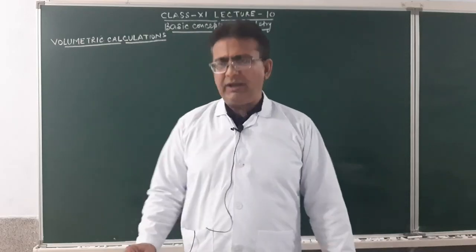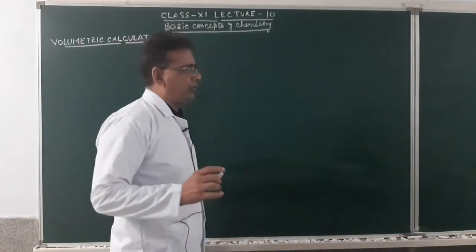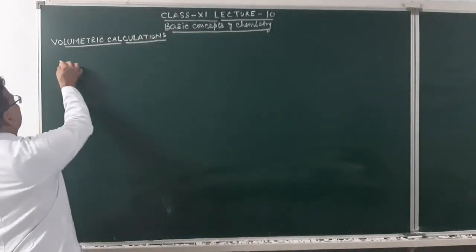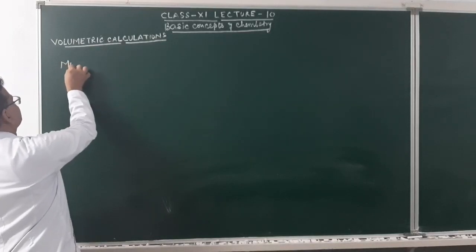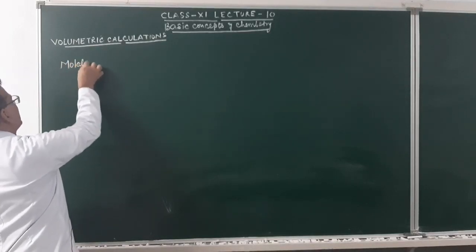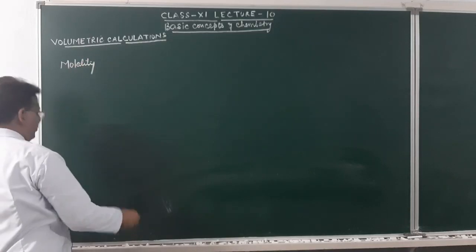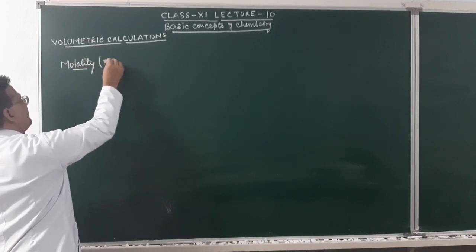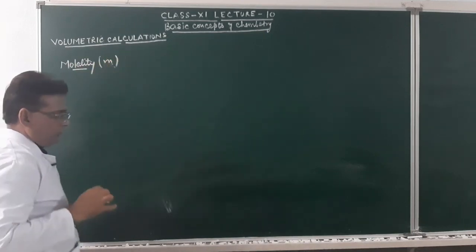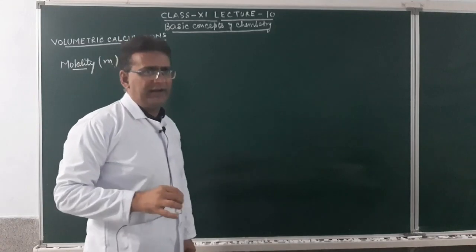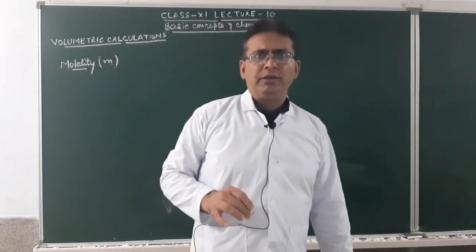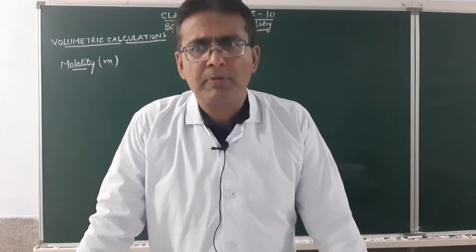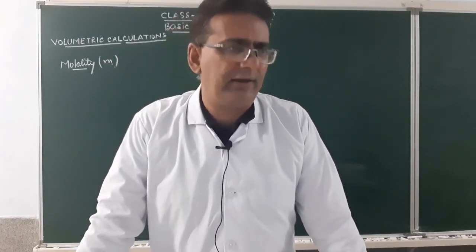Now, the next way of expression of the concentration of the solution is molality. First was molarity, next is molality of the solution. Molality of the solution is represented by small m. What is molality? It is defined as the number of moles of solute present in a kg of a solvent, or dissolved in a kg of a solvent.